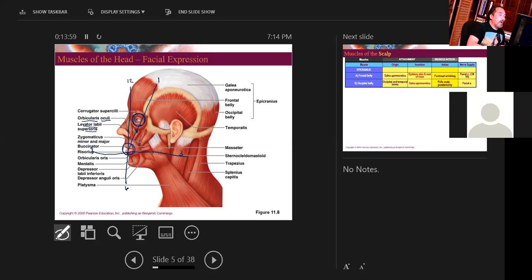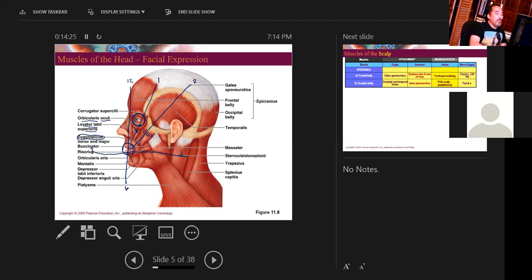Now at 2 o'clock, I'm going to have two muscles there. At 2 o'clock, I'm going to have the zygomaticus. I've got the major and the minor, okay? The major is bigger and the minor is smaller. This is going to be your minor. This is your major, okay? Now, it also tells you where it is located.